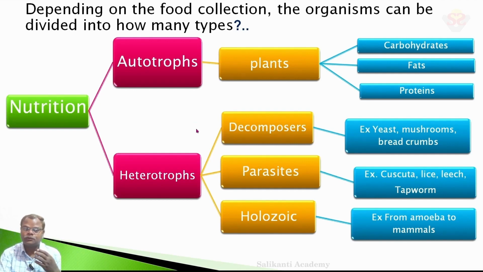Now we are going to learn in detail about heterotrophism. In the earlier part 1 and part 2 videos, I explained about autotrophs, how they prepare their food in the process of photosynthesis, and the mechanism of photosynthesis occurring in the leaf of plants. I explained in detail in the part 2 video. Now in this part 3 we are going to learn in detail about heterotrophs, decomposers, parasites, and holozoic nutrition.